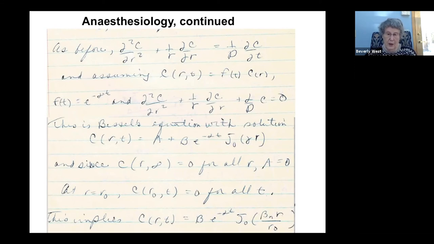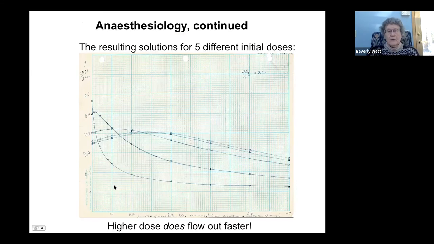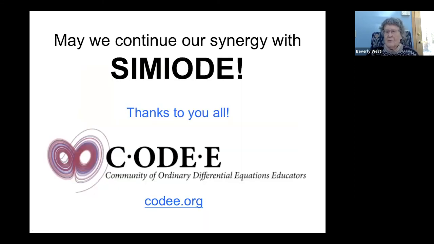However, they were able to get plot results from this. And there we have a plot of resulting solutions for five different initial doses. So on the left, you can see that the more anesthetic you start with, the faster it dissipates. So I just loved that example of working from some data and guesses. So may we continue our synergy with SIMIODE.